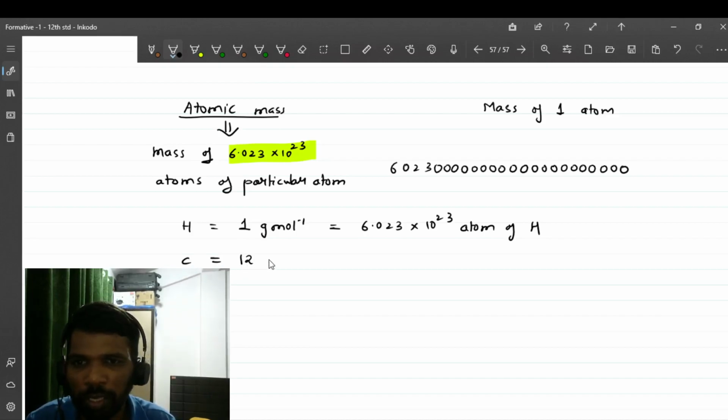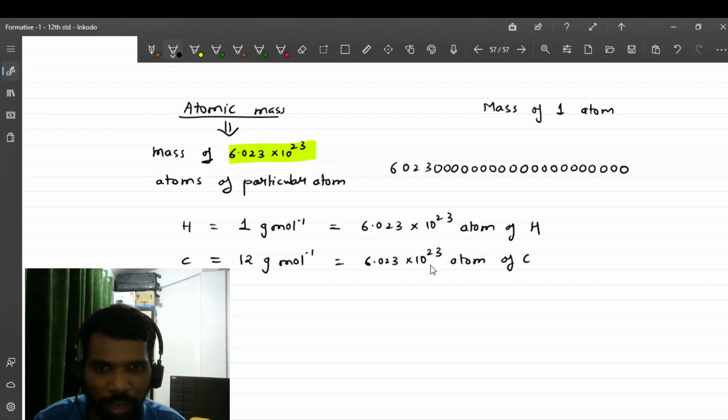Same way, for carbon, I'm taking some random values. Carbon's molar mass is 12 grams per mole, means it is the mass of 6.023 into 10 raised to power 23 atoms of carbon. When these many atoms of carbon come together, whatever is the weight of those many carbon atoms, that is what we call the molar mass of carbon. The definition of molar mass is constant. It is the mass of these many atoms of a particular atom, right?